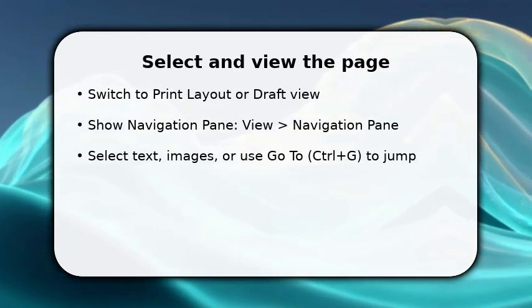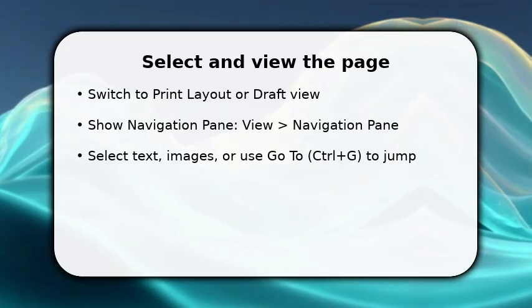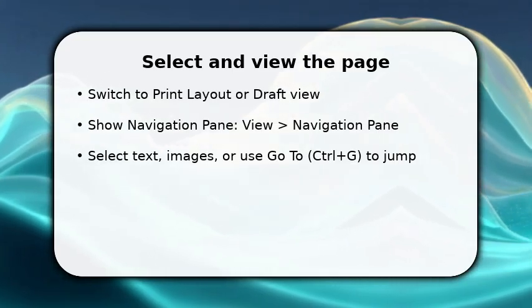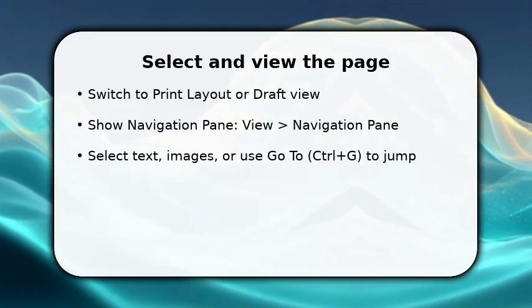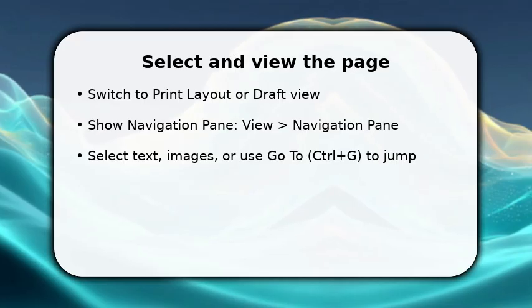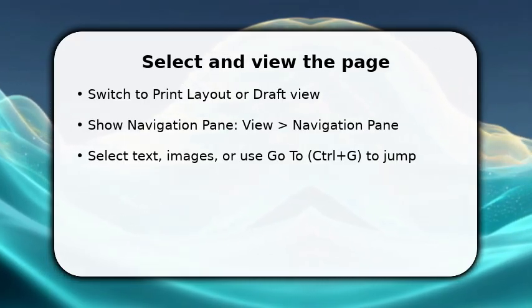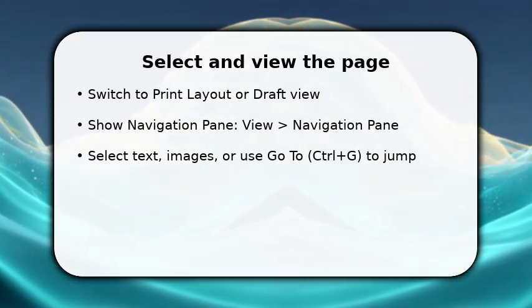Next, click inside the page and drag to select its full contents, or press Ctrl+G, enter the page number, and choose Page, then Go to jump and select. Once selected, you'll be ready to remove the page cleanly without affecting adjacent content.